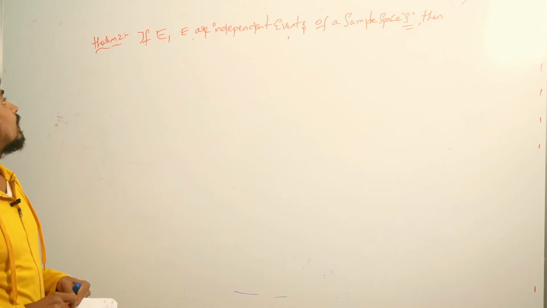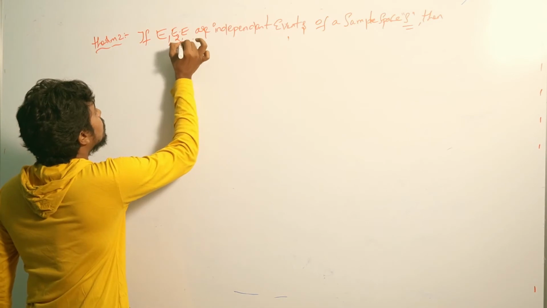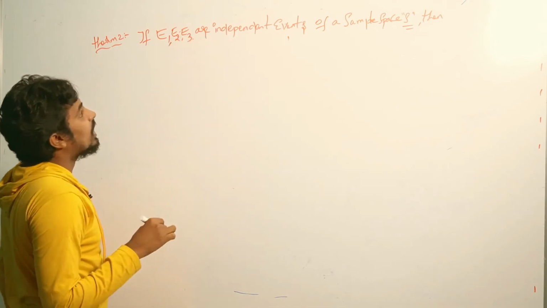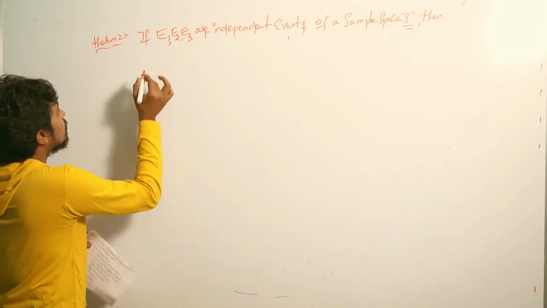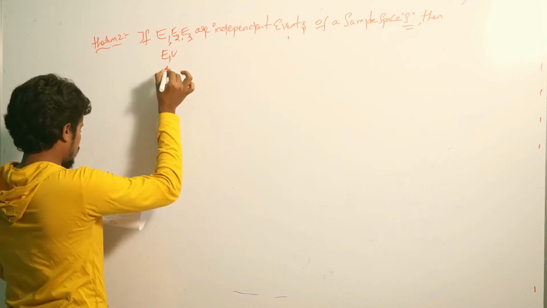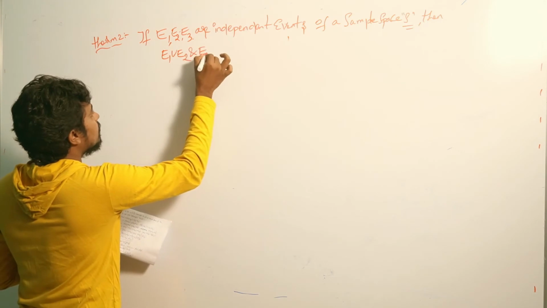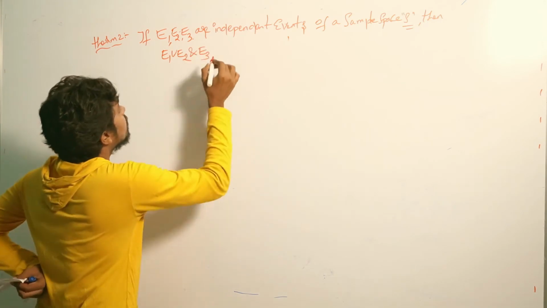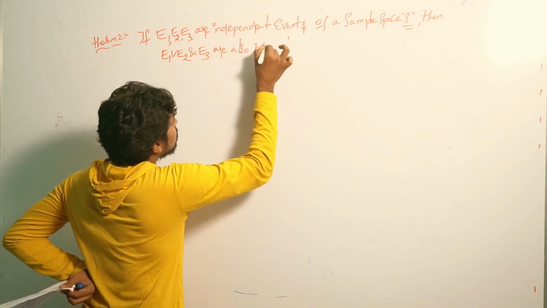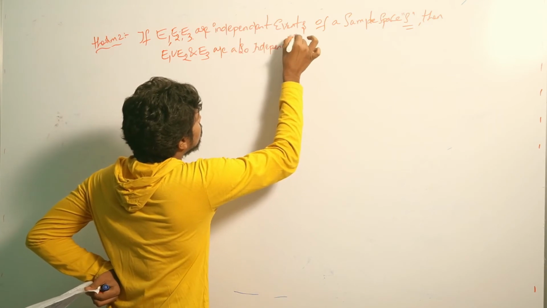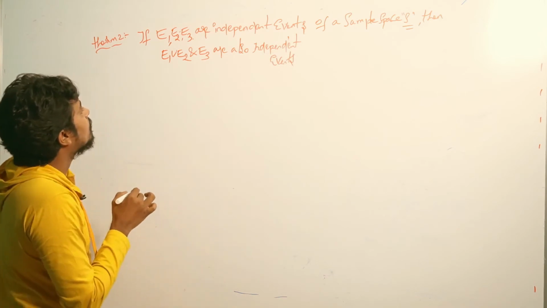Here, what is the variable given? E1, E2, E3 are the independent events of a sample space. Then E1 union E2 and E3 are also independent events. Let's solve this.